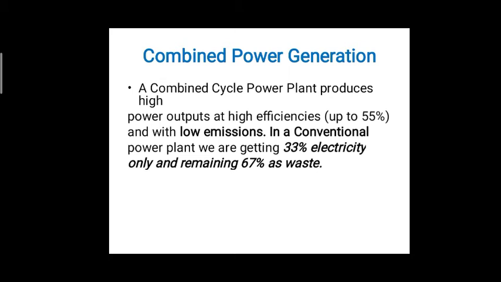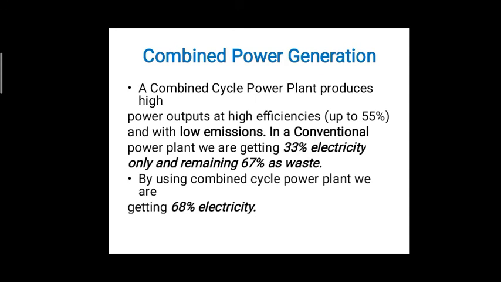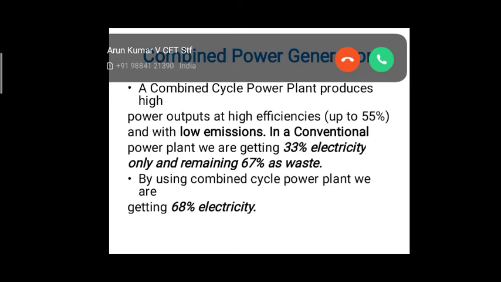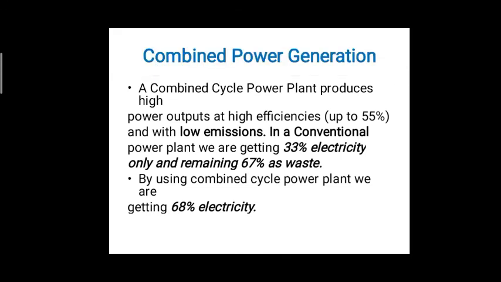In a conventional power plant, we are getting only 33% electricity and the remaining 67% heat we are sending as waste. By using a combined cycle power plant, we are getting 68% electricity. So it's one of the maximum utilizations of waste gases, or you can say that we can get maximum work from the burnt gases descending to the atmosphere. So around 68% electricity can be produced with the help of combined power generation.